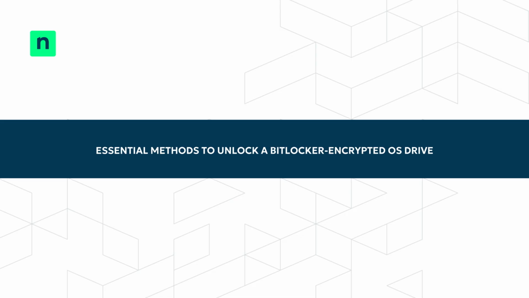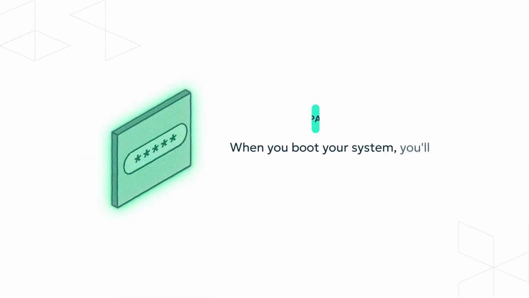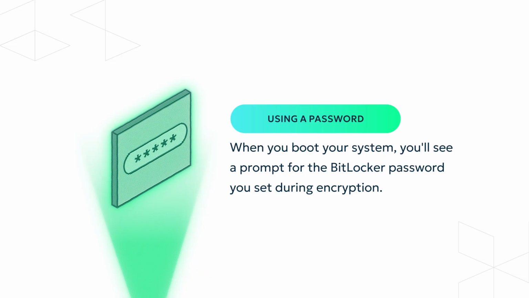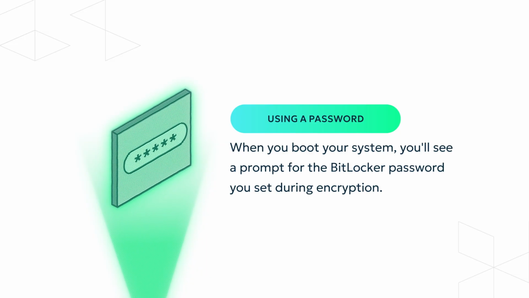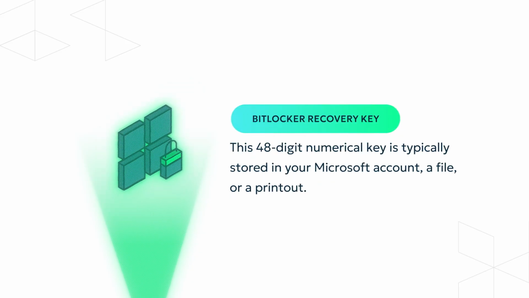Essential methods to unlock a BitLocker encrypted OS drive. Let's dive into the key methods to unlock your BitLocker encrypted OS drive. First, the simplest way is by using a password. When you boot your system, you'll see a prompt for the BitLocker password you set during encryption. If you forget your password, the BitLocker recovery key is your go-to. This 48-digit numerical key is typically stored in your Microsoft account, a file, or a printout.